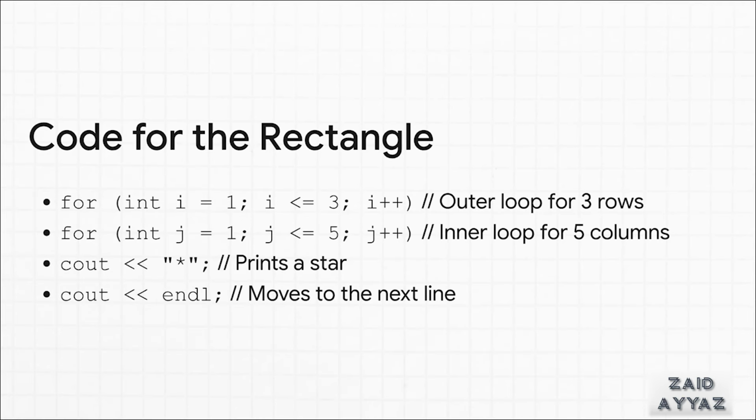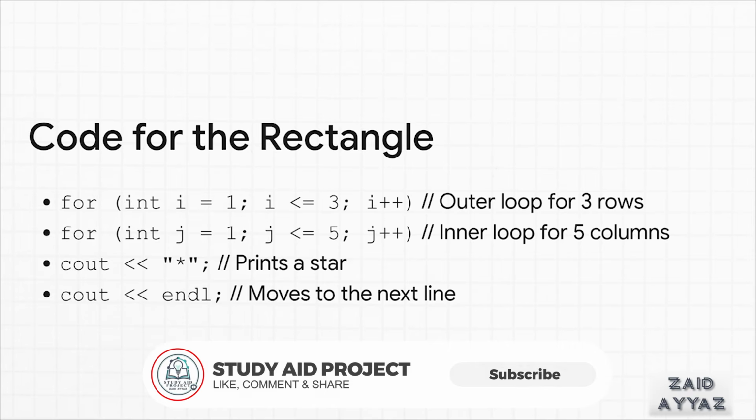And here's the code that'll make it happen. The first for loop, our outer one, runs 3 times for our 3 rows. Inside that, the second loop runs 5 times for the 5 columns. But look really closely at where the print statements are. The star gets printed inside the inner loop, but the command to go to a new line, that's outside the inner loop. That placement is everything. Let's trace it and see why.